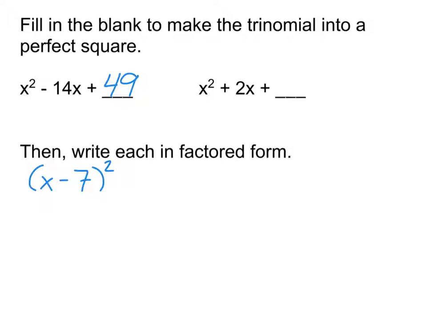Same process on the second one. So in this last one, that blank needs to be filled in with just a 1. Because I do 2 divided by 2 which is just 1, so x plus 1 squared. And 1 squared, of course, that is 1 times itself, gives us the 1 here. That's how we knew the blank.